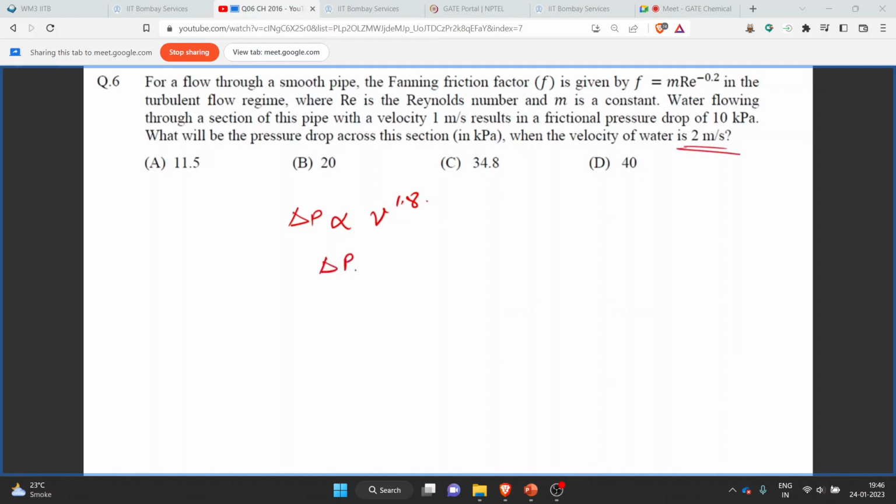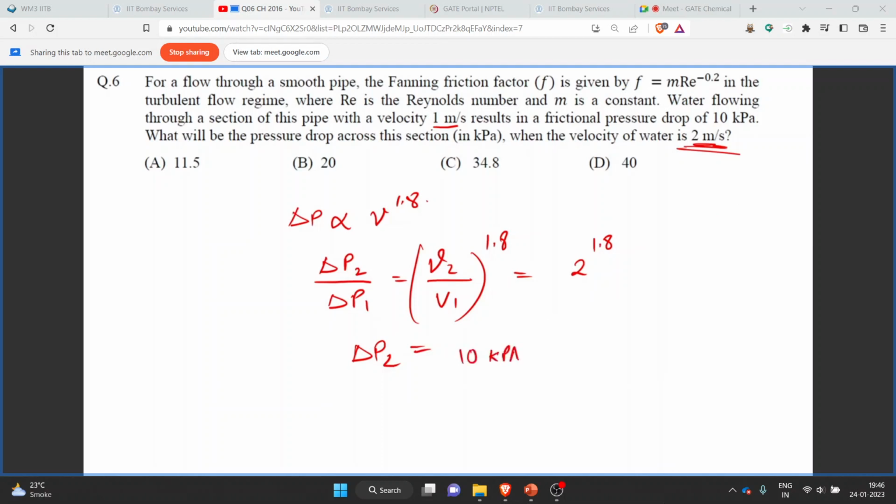So using this we can write delta P2 upon delta P1 is equal to V2 upon V1 whole raised to 1.8. Now V2 we have been given as 2 meter per second and V1 is 1. This will become 2 raised to 1.8. So delta P2, or the frictional pressure drop for the second case, will become delta P1 which is 10 kilopascal into 2 raised to 1.8. So this we can solve, and we will be getting 34.82 kilopascal.